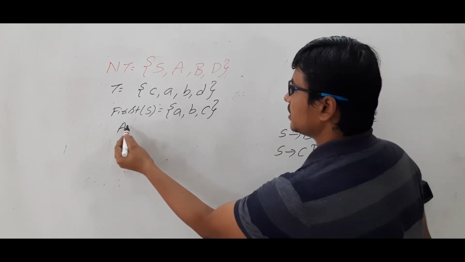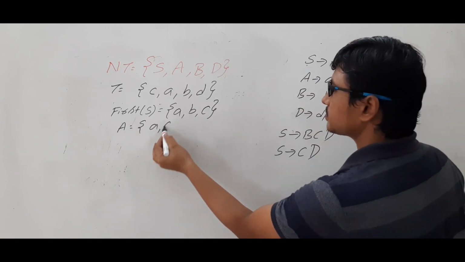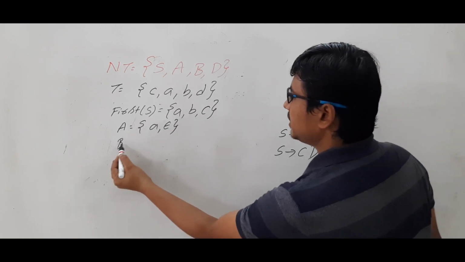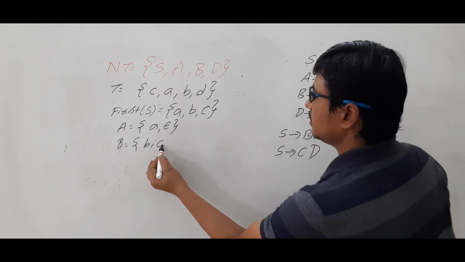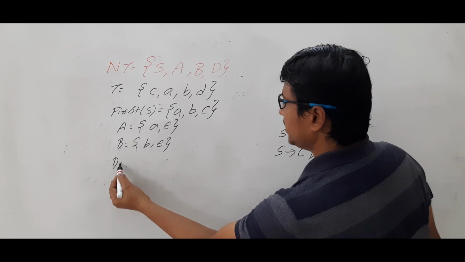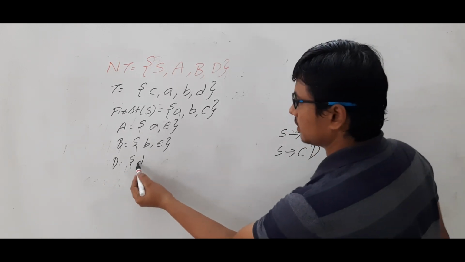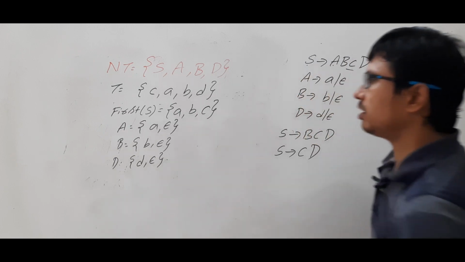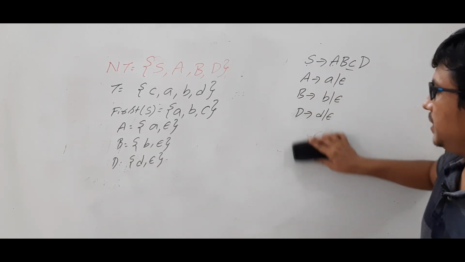Similarly, first of A is equal to A comma epsilon. First of B is B comma epsilon. First of D is what? Can you tell me? It is D comma epsilon. Is it clear? So I have got the first of A, S, B and D.